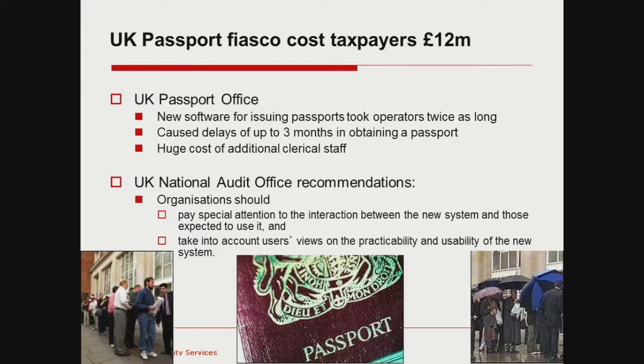It was taking forever to get a passport. People were waiting months. They had to miss meetings and holidays. They were queuing all day to try and get a passport, all for the simple reason that nobody thought about user performance when they were designing this new system. With a little bit of usability testing, they'd have identified this before they released the system.